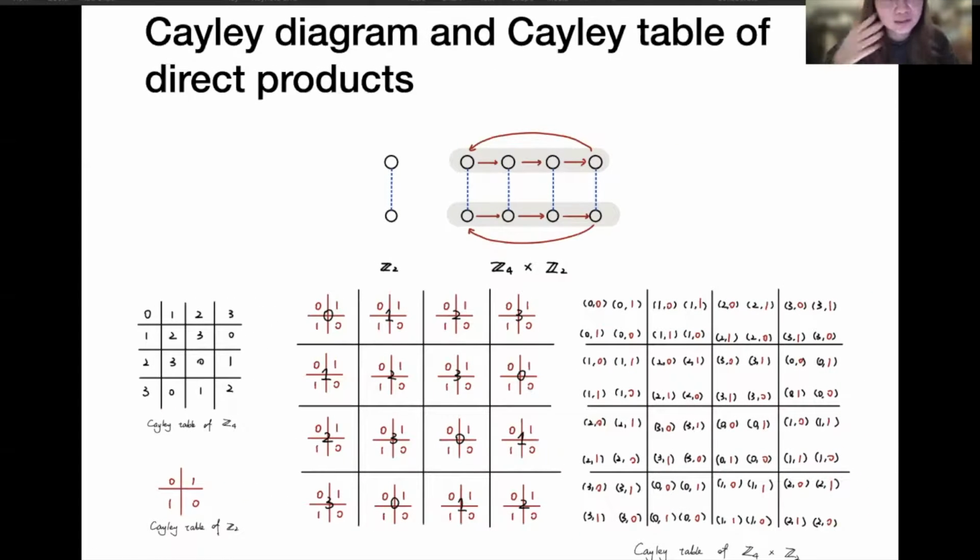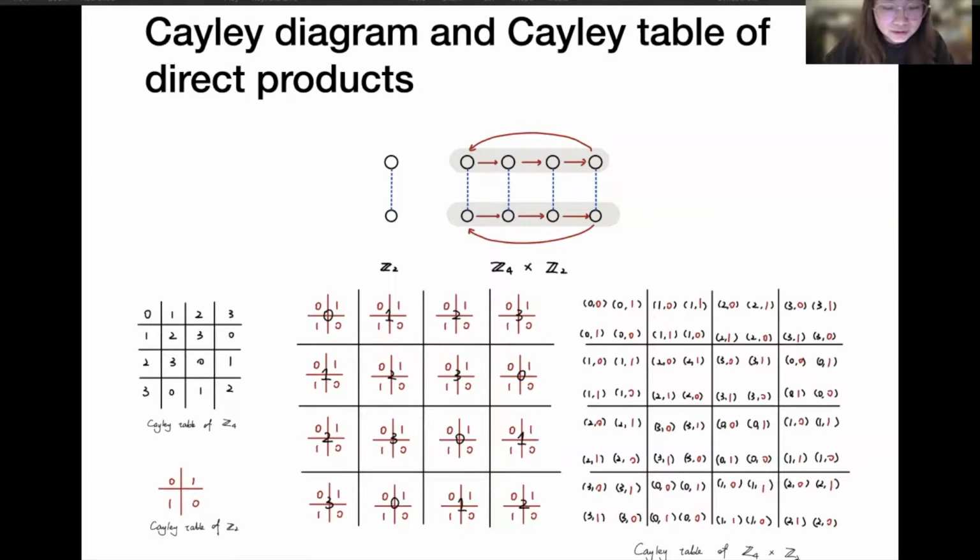So first of all, I want to introduce the Cayley diagram and Cayley table of direct products. At the top of the slide, on the left, here is a Cayley diagram for the cyclic group D2, and for each node in D2, it contains a copy of D4. On the right, it is the direct product group D4 by D2. And if we want to draw the Cayley table of C4 by D2, at the bottom of the slide, you can see on the left the Cayley tables of C4 and D2 respectively.